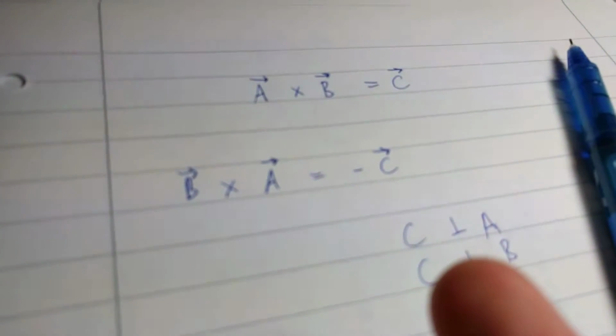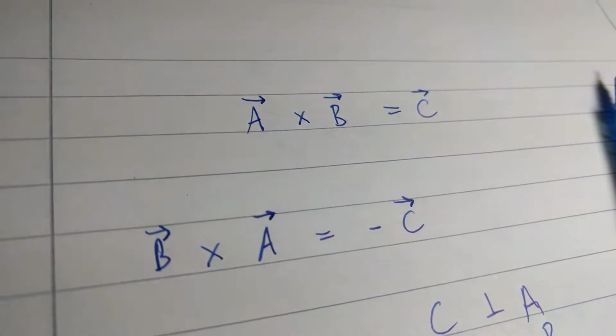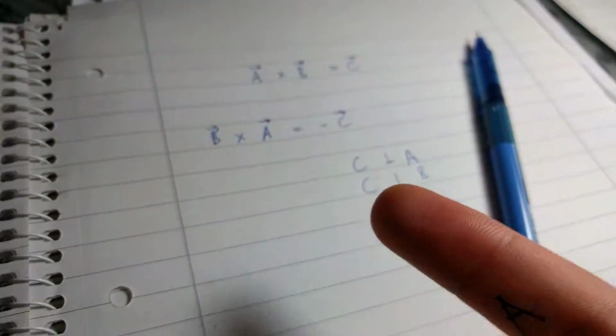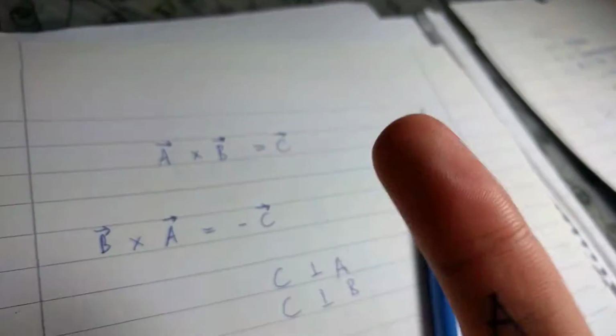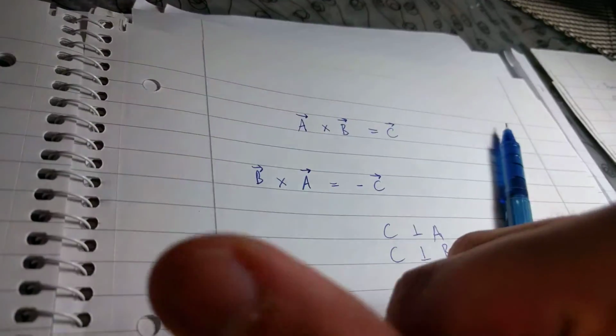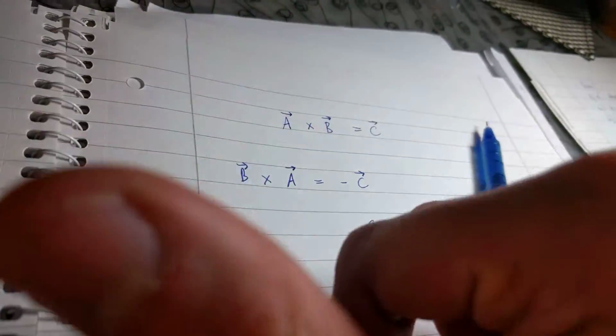So let's do an example. Let's see, for example, the vector A. Sorry, this is a bit out of focus. So we have a vector A that points, let's say, downwards into the page. So this is a vector A that I will assign downwards. And let's say that the vector B points to the left.